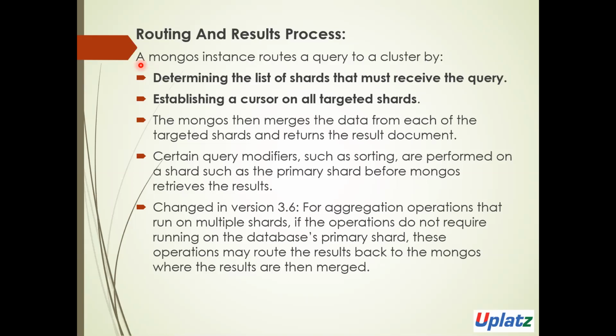For that, in production version 3.6, what does an aggregation operation do? This will run on multiple shards. If the operation does not require running on the database's primary shard, these operations may route the results back to the mongos, where the results will get merged. So while running on multiple shards, it does not require the database's primary shard. Instead, it may send the result to the mongos and then merge there. So it will not directly merge the result; once it hits the mongos, it will merge.